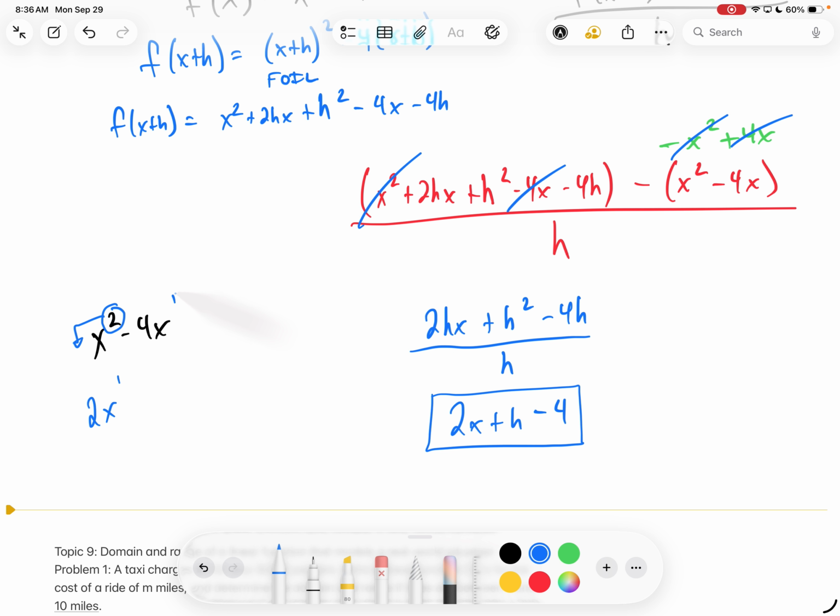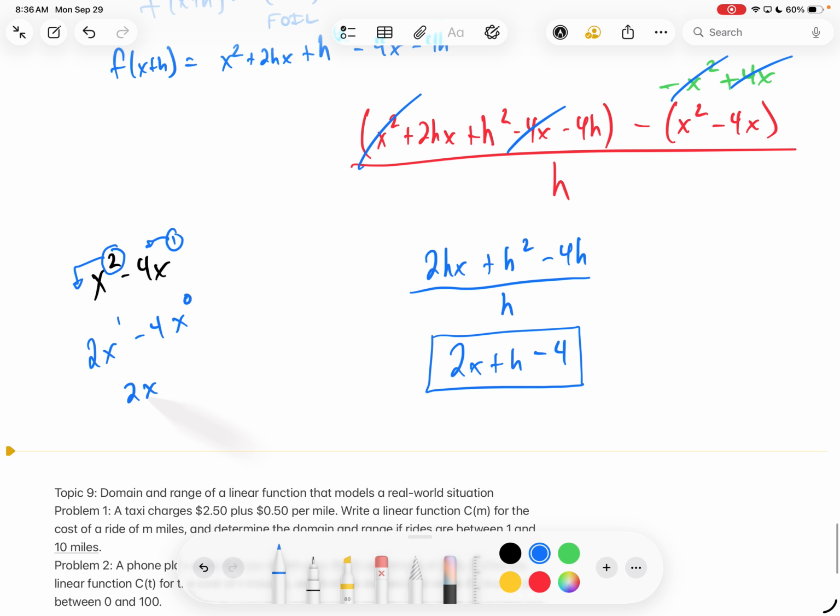So this exponent is 1. So 1 times -4 would be -4. When I subtract it out, I have x to the 0. So this is just 2x minus 4. An easier way to see a derivative is like 5x to the 7th. So 7 times 5 would be 35, and you subtract the exponent by 1. That is how you do a derivative.